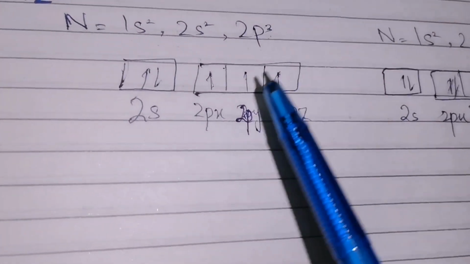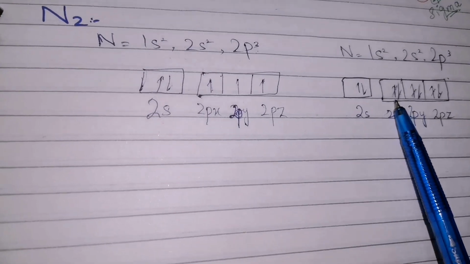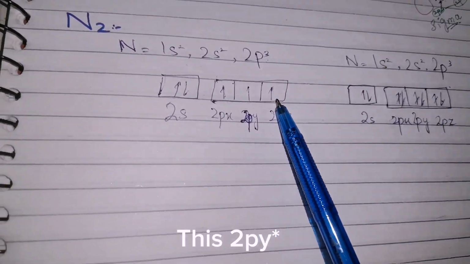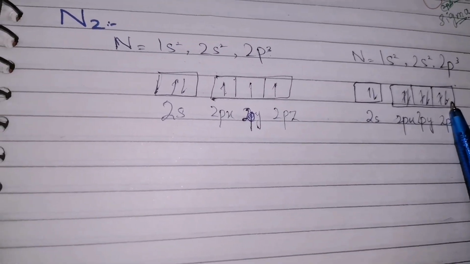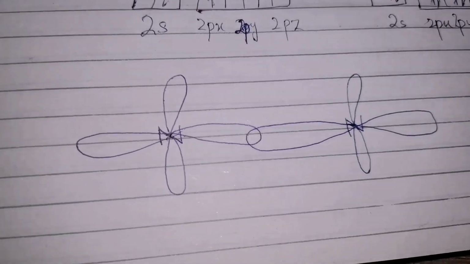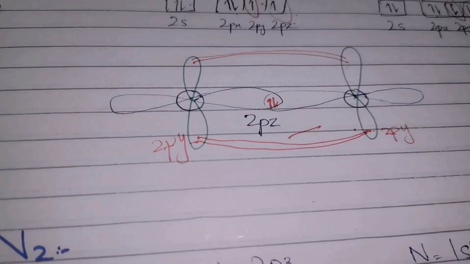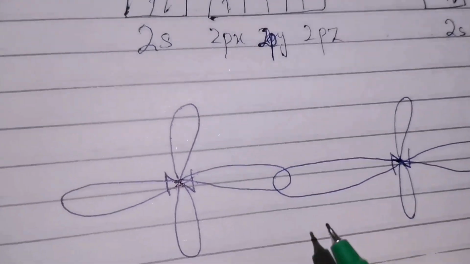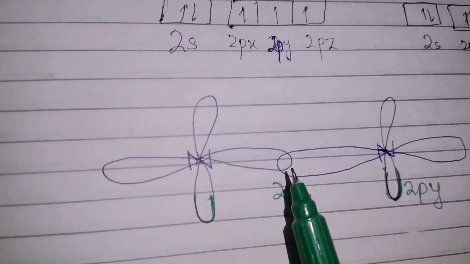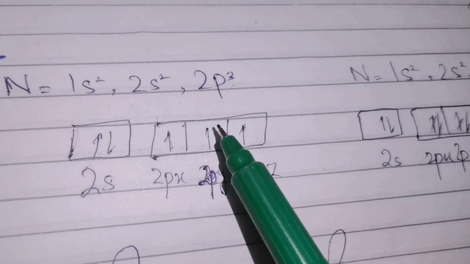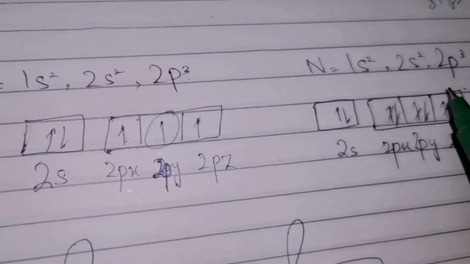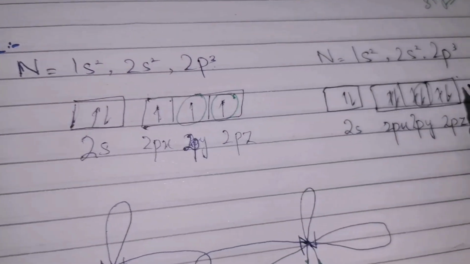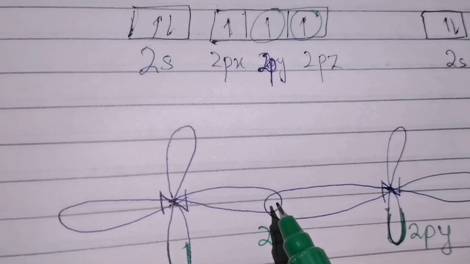Now they will overlap. This 2px will overlap on this 2px. This 2px electron will overlap on this one and this 2pz will overlap on this one. See, I have drawn similar as I have drawn above, right? This one is going to be the 2pz. These are 2py and this one is 2pz. It means that we are overlapping this electron with the 2py of this electron, and we are overlapping this 2pz with this 2pz.